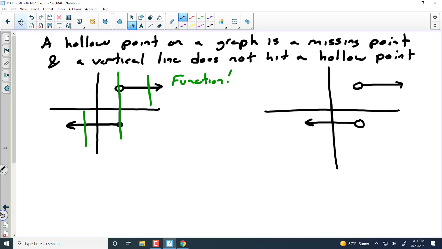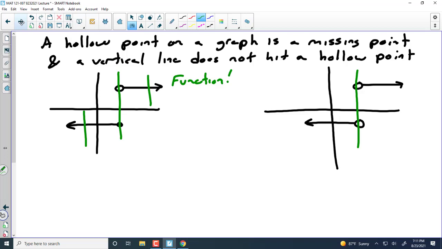Is that a function? Does a vertical line have to hit the graph? It doesn't have to hit the graph. It just can't hit it more than once for it to be a function. So this vertical line right here, everyone, how many times did that hit the graph? 0. Is that okay for a function? That's all right. You don't have to hit the graph with every vertical line.